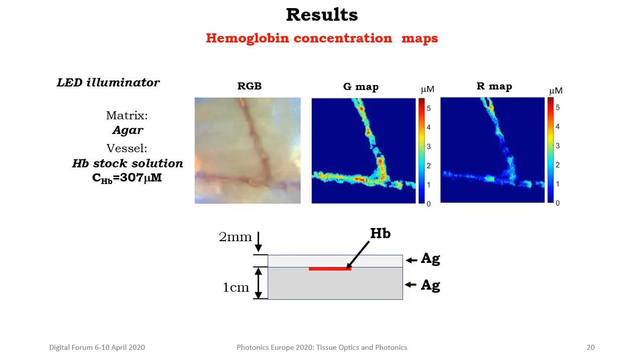This slide demonstrates diffuse reflectance RGB image of simulated skin vascular vessel and corresponding chromophore maps calculated from images captured under green and red illumination by LED prototype. This is a two-layered phantom, as you can see in the scheme below the maps. Both layers are made from pure agar. The vascular vessels were engraved in the bottom layer, where hemoglobin stock solution also was filled. The jet scale of the maps shows hemoglobin concentration in micromoles.